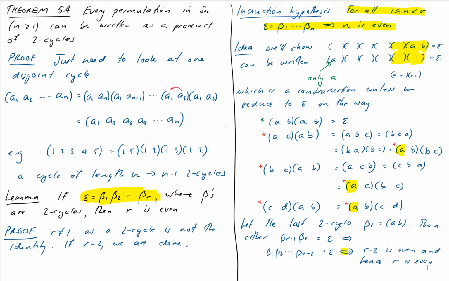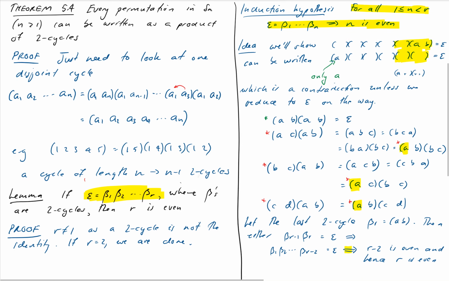Okay, so just quickly recap that argument. We're making this assumption here that epsilon equals beta 1, beta 2 up to beta R. So just focus your attention here for a second. That's what we're assuming to be true here.